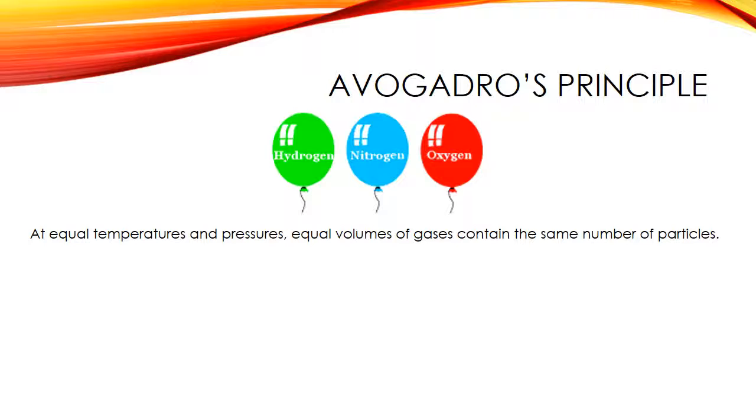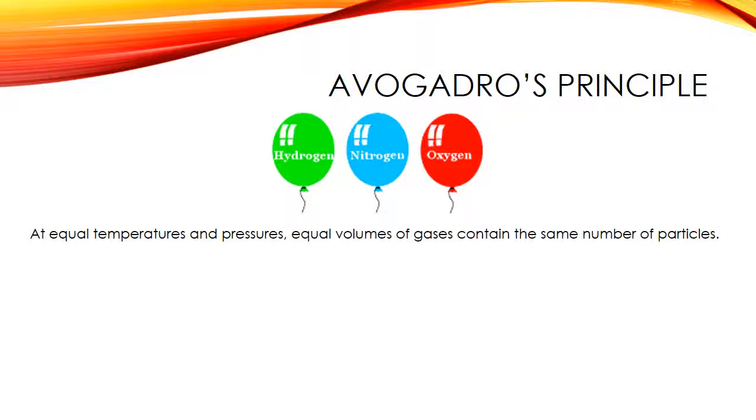So even though hydrogen molecules are smaller than either nitrogen or oxygen, and oxygen molecules are smaller than nitrogen molecules, even though that's the case, if these gases are occupying the same volume, at the same temperature and pressure, then there will be the same number of particles, or you can think of it as the same number of moles of each gas in each balloon.